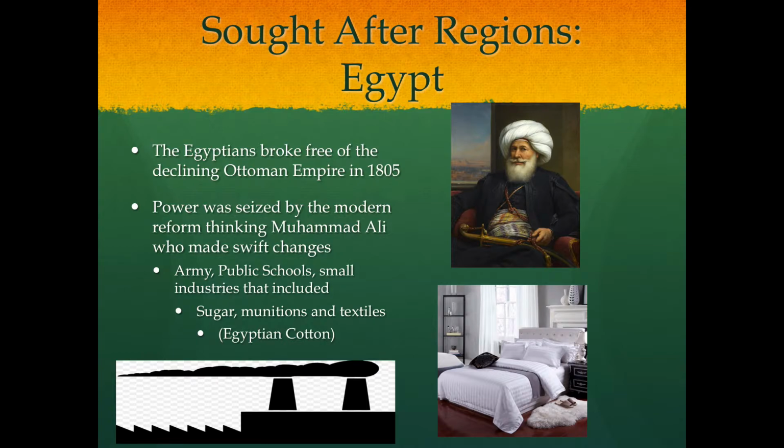Muhammad Ali puts in a modern army. He puts in public schools. He builds industries, sugar industries, munitions, textiles, the use of Egyptian cotton. Egyptian cotton was sought over throughout the world for the amount of thread count that it had and the comfort. So it was a luxury item that was produced.